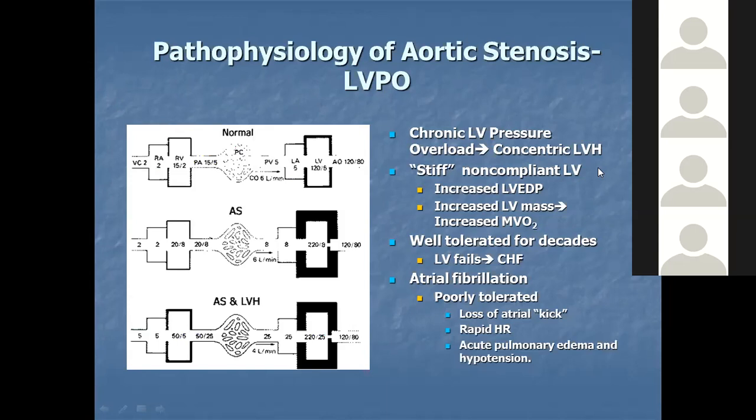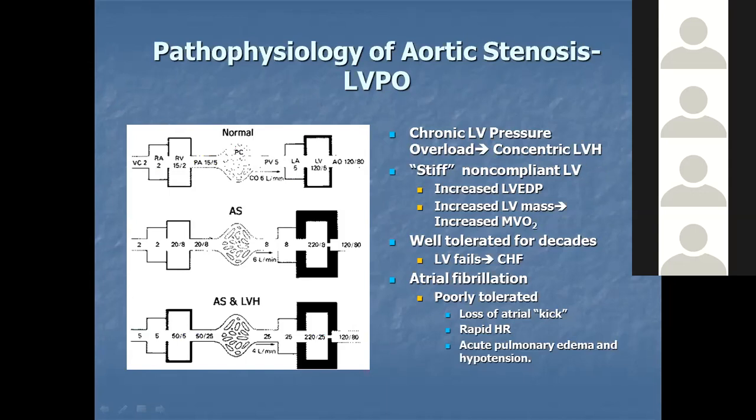As you know, in any case when there is an increase in pressures, there is an increase in the muscle mass. So the LV becomes non-compliant, it becomes stiff. So it causes increased left ventricular end diastolic pressures.